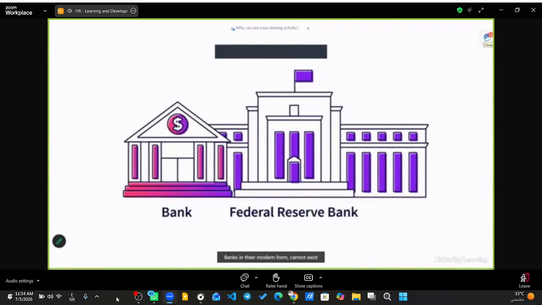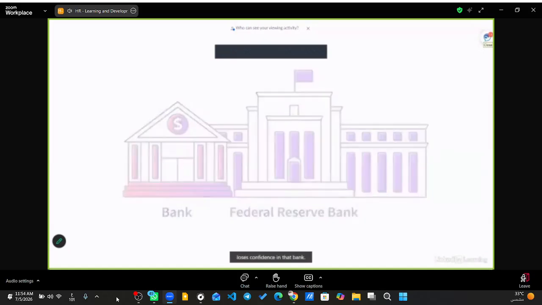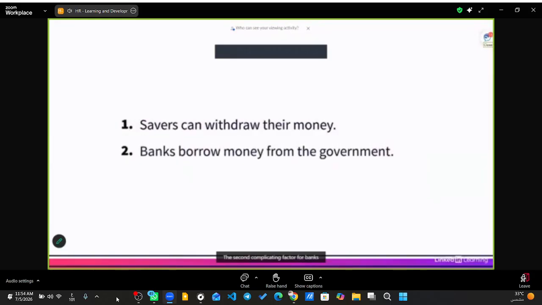Banks in their modern form cannot exist without the government, which operates both as their biggest depositor and creditor, and their protector of last resort if the public loses confidence in that bank. The second complicating factor for banks is they can't earn enough money to stay in business by just lending out the dollars given to them by savers. Instead, banks borrow money from the government based on the amount of cash savers have entrusted to them.